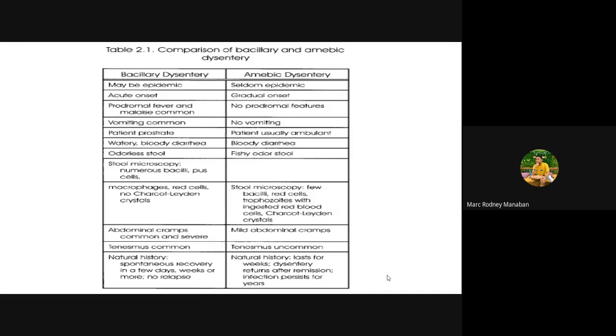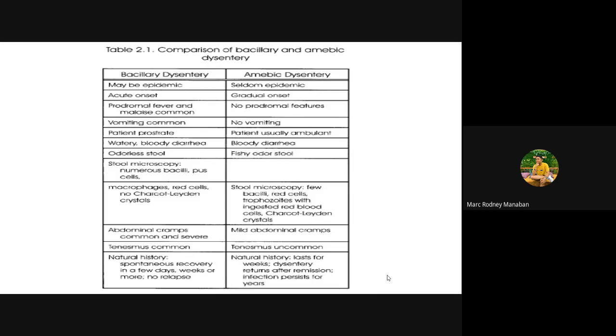We mentioned that it can also be caused by enteroinvasive E. coli. Enteroinvasive E. coli is a biotype of E. coli. There are many of them: you have enteroaggregative, enterotoxigenic, and hemorrhagic. We'll focus on EHEC, which is the most common or popular.